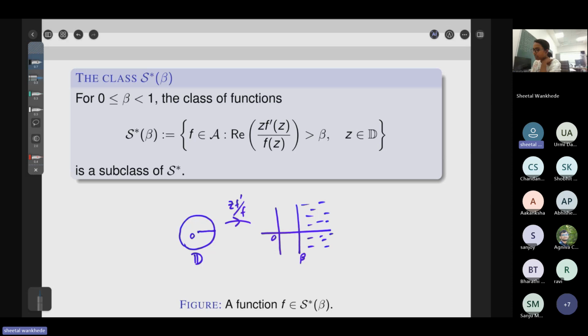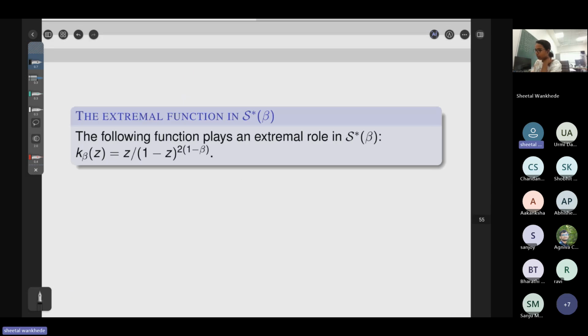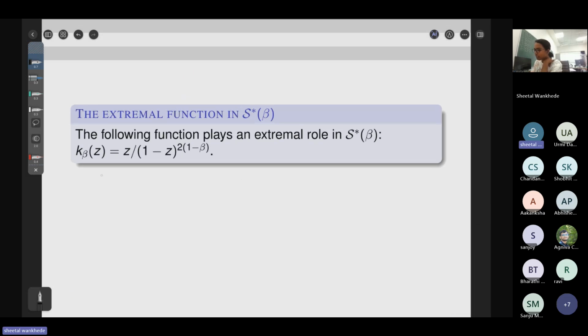Okay, so next we have the class S star beta, which is a subclass of the class S star. For beta belonging to 0 to 1, when the real part of this is greater than beta, this class is denoted by S star beta. So simply, when this part is greater than some beta, it denotes a half plane, and then we say this f belongs to the S star beta class. Okay, and an extremal function in this class is z over 1 minus z to the power 2 times 1 minus beta, where beta belongs to the same range 0 to 1.